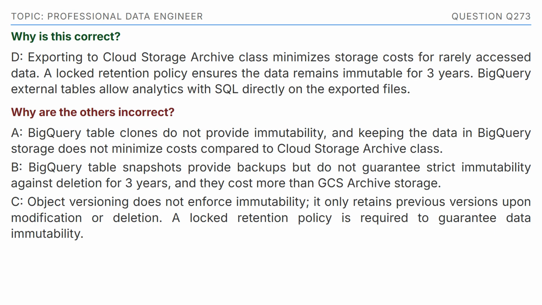Why are the others incorrect? A. BigQuery table clones do not provide immutability, and keeping the data in BigQuery storage does not minimize costs compared to cloud storage archive class. B. BigQuery table snapshots provide backups but do not guarantee strict immutability against deletion for 3 years, and they cost more than GCS archive storage. C. Object versioning does not enforce immutability, it only retains previous versions upon modification or deletion. A locked retention policy is required to guarantee data immutability.